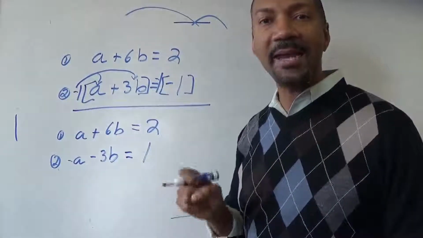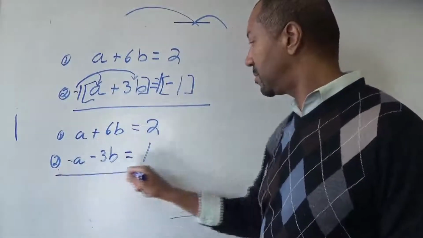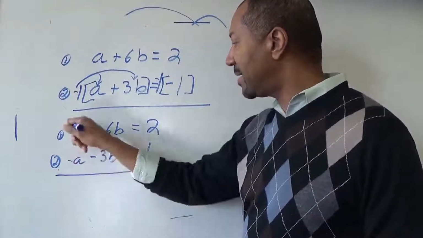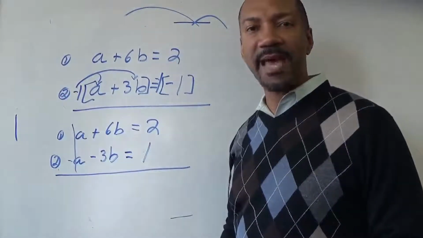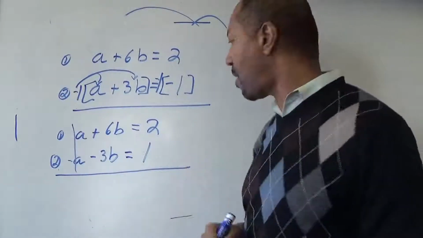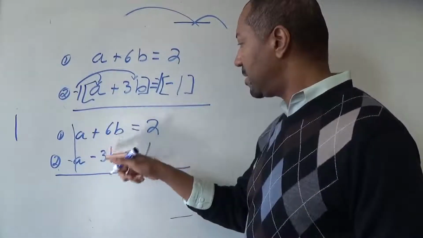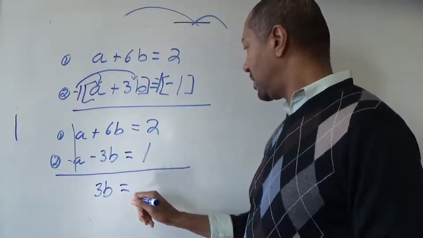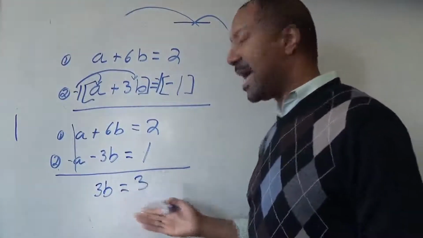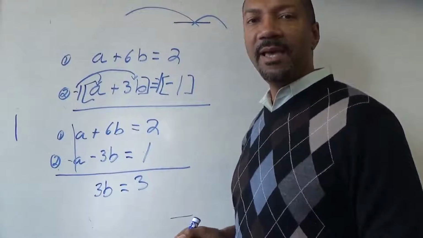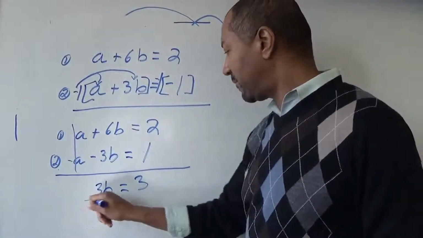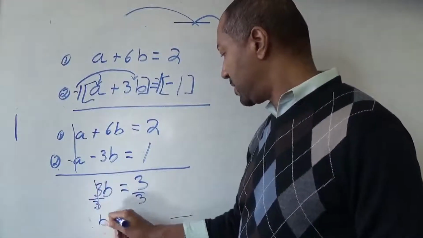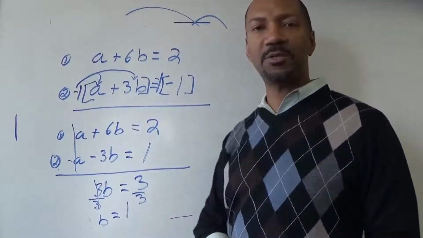Now, when I add up both equations, positive a plus a negative a, the a's just dropped out, and that is exactly what we wanted. 6b plus a negative 3b, there's 3b, equals 3. Look at that. Only one variable left, and we're now going to solve. Divide both sides by 3, and we see that b is equal to 1.